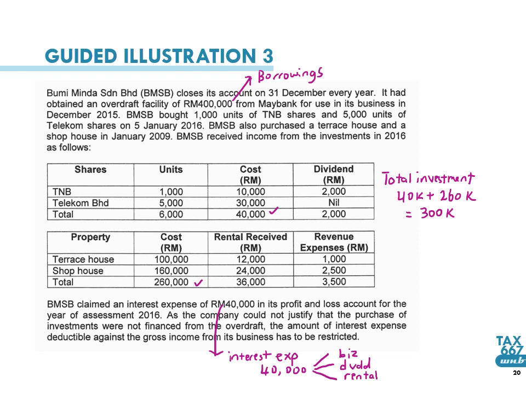As the company could not justify that the purchase of investment were not financed from the overdraft, the amount of interest expense deductible against the gross income from its business has to be restricted. So dia kata company ni tak boleh nak bagi justification yang the purchase of investment, yang dia beli saham dengan rental property tadi tu tak menggunakan overdraft facility. Okay, so dia tak boleh nak justify, therefore akan ada amount of interest expenses yang 40,000 tadi tu yang akan kena restricted menggunakan formula yang kita dah tengok dalam previous slide.